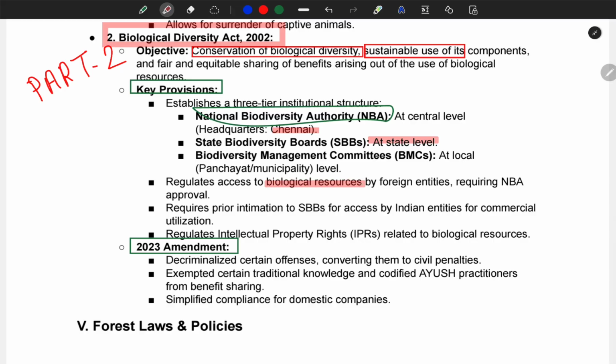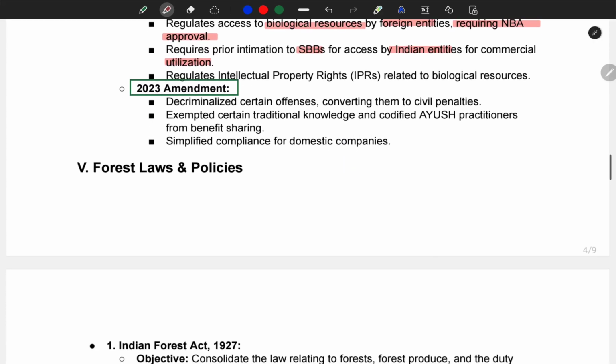Regulates access to biological resources by foreign entities, requiring NBA approval. Requires prior intimation to SBBs for access by Indian entities for commercial utilization. Regulates intellectual property rights (IPRs) related to biological resources.